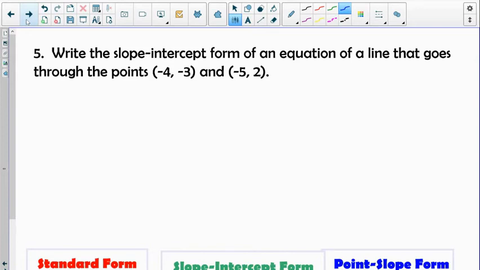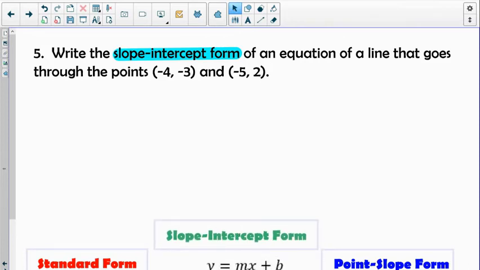All right, number 5. We have: write the slope-intercept form of an equation of a line that goes through the points (-4, -3) and (-5, 2). So again, our final answer should be in slope-intercept form. That's y equals mx plus b.